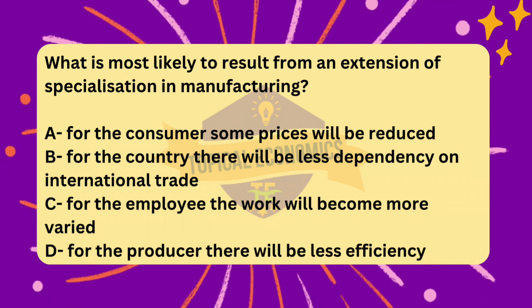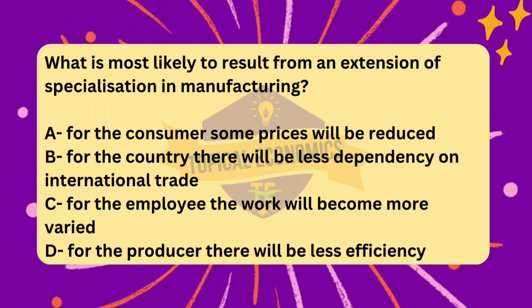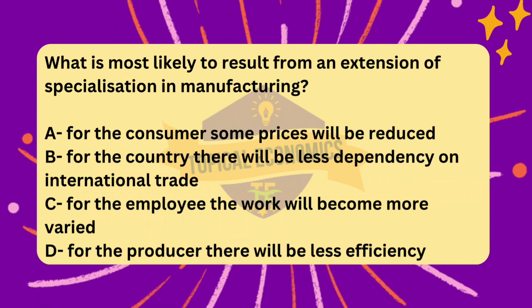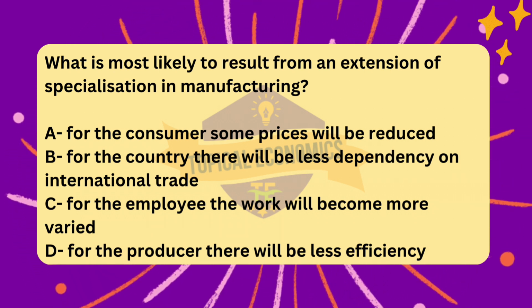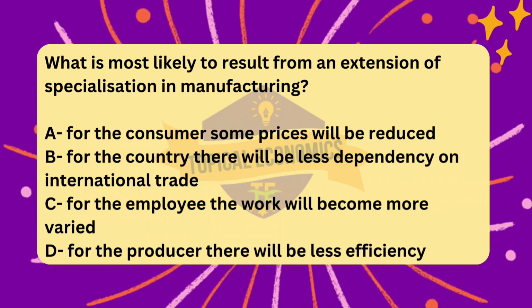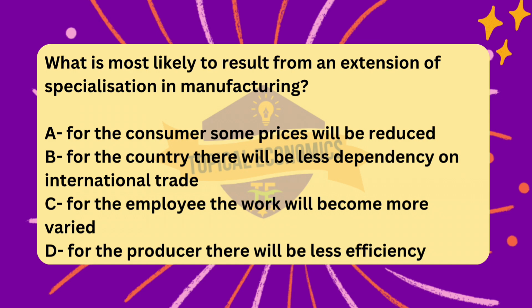Lastly, option D. For the producer, there will be less efficiency, is incorrect. One of the key benefits of specialization is that it increases efficiency. When producers specialize, they can streamline production processes, reduce waste, and improve productivity. This leads to greater efficiency, not less.